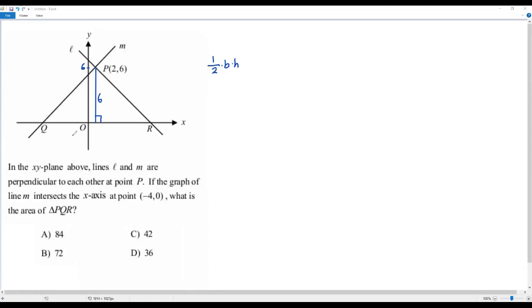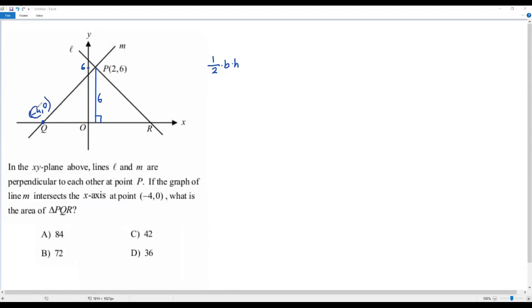Okay, still we need the base of the triangle. Actually, the line segment QR represents the base of this triangle. How do we get the base? To get the base QR, we need the x-intercept of line M, that is point Q, and the x-intercept of line L, that is R. Already we have the x-intercept of line M given in the question itself. The graph of line M intersects the x-axis at point (-4, 0). So here the x-intercept of line M is (-4, 0).